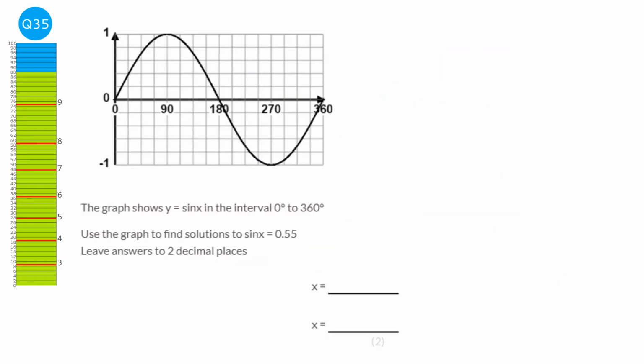So we're given the graph of y equals sine x, but we're asked to find solutions for sine x equals 0.55. If we put those together, basically we need to find out what x is when y is 0.55. Because y is sine x and sine x is 0.55, so we're looking for y equals 0.55 and we're looking for what x is. So if I draw a line across from roughly where 0.55 is, we're looking for the 2 points which cross the line. And so we're looking for the x coordinates, so with these points down here.